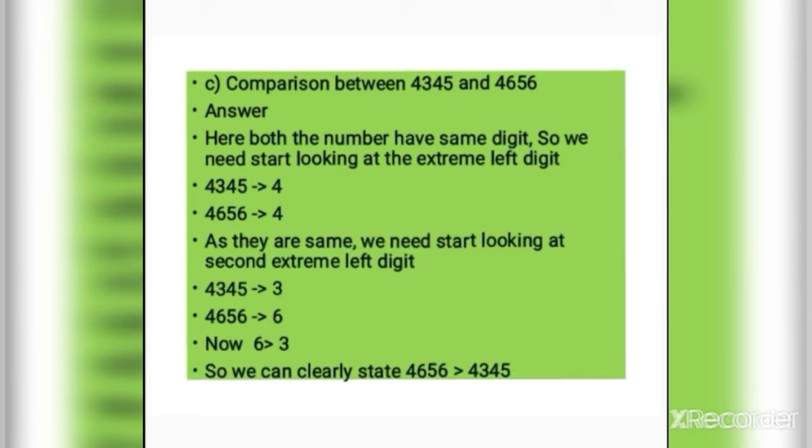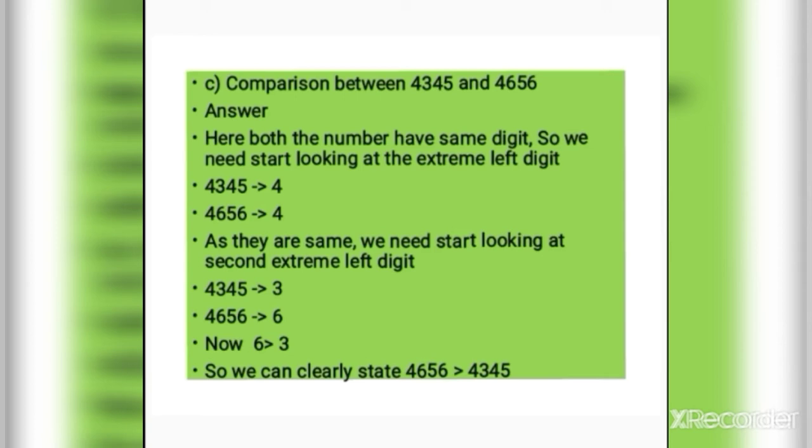Here we have a third example. First number is 4345 and second number is 4656. Here both the numbers have 4 digits. So what will we do? We will check the digit on the extreme left. That is 4 in both the numbers. The digit on the extreme left is the same. In both the numbers 4 is there.